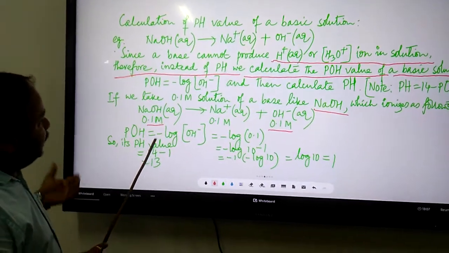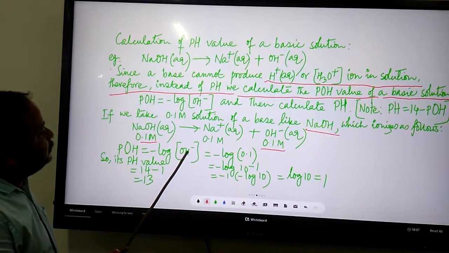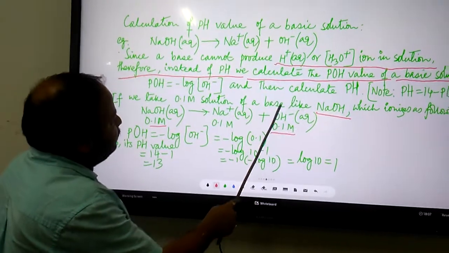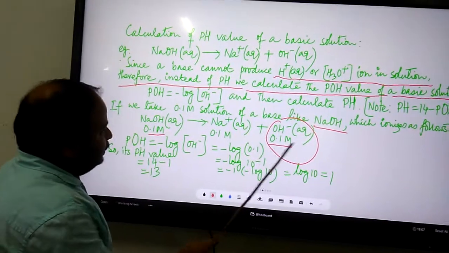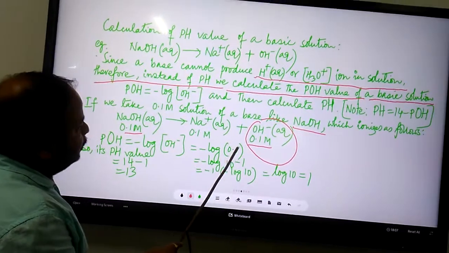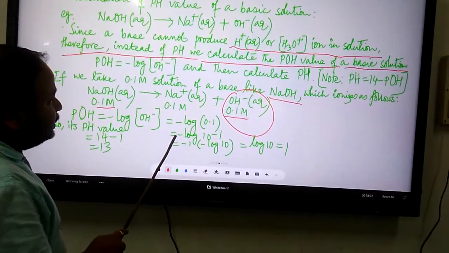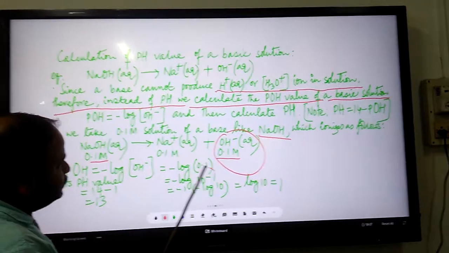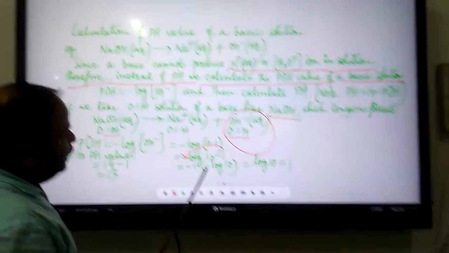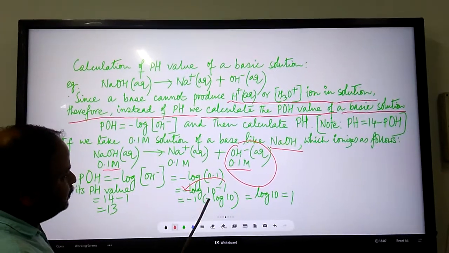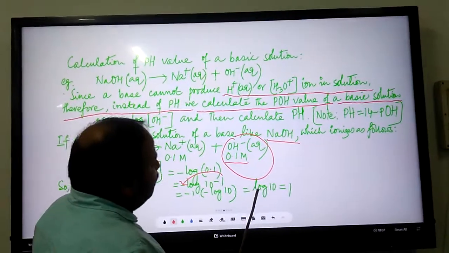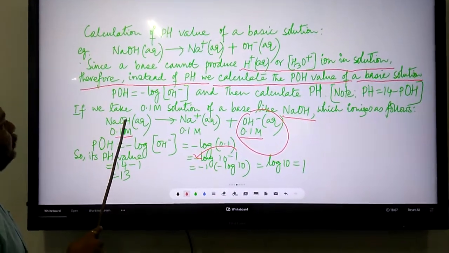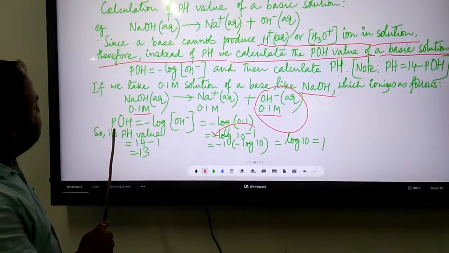pOH, like pH, is negative log of hydroxide ion concentration. So we will write this as negative log of hydroxide ion concentration, which is 0.1 mole per liter. So I have written here minus log 0.1. Again, minus log 0.1 can be written as 10 to the power minus 1. If I bring this minus 1 over here, it will become minus 1 into minus log 10. Minus minus will make it plus, and therefore log 10 will be equal to 1. So what we have calculated here is the pOH value of sodium hydroxide solution.